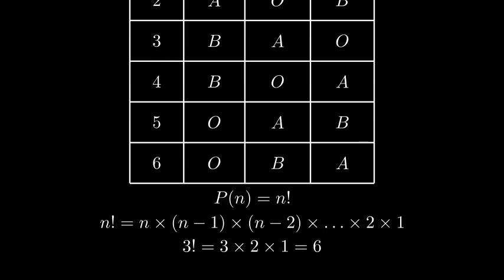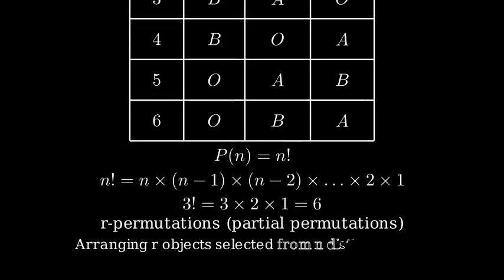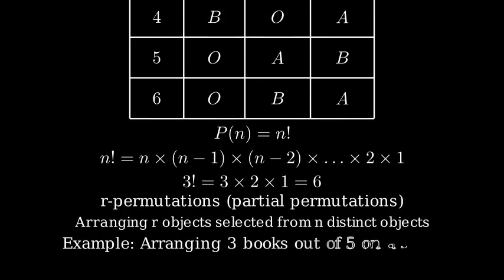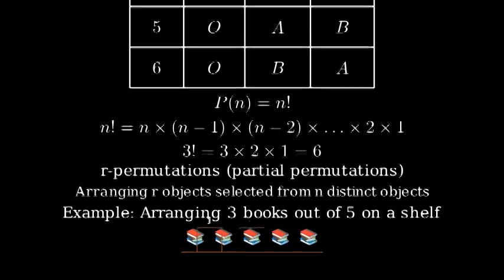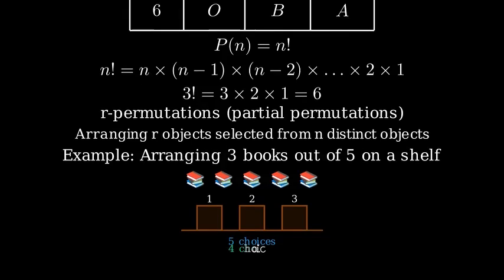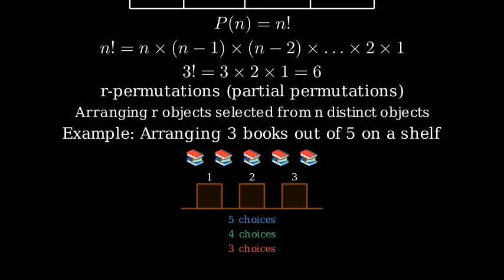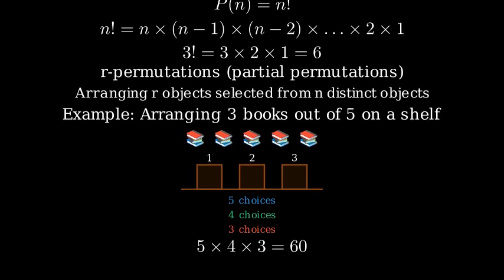Now, let's consider a more general case, where we need to arrange only some of the objects from a larger set. This is called an r-permutation, or a partial permutation, where r is the number of objects we're selecting and arranging from a set of n objects. For example, suppose we have 5 books, but we only want to place 3 of them on a shelf. How many different ways can we arrange 3 books out of 5? For the first book, we have 5 choices. For the second book, we have 4 choices remaining. And for the third book, we have 3 choices.